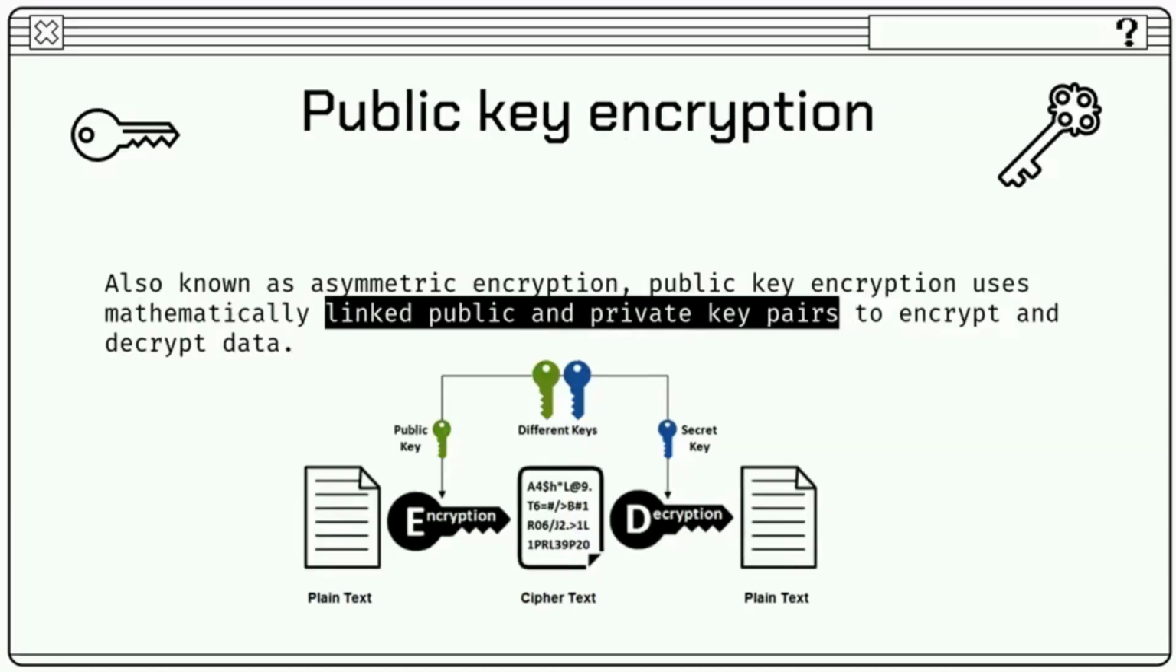Another type of encryption is public key encryption, also known as asymmetric encryption, which uses mathematically linked public and private key pairs to encrypt and decrypt data. So this means that when someone wants to send an encrypted message, they can take the public key for the recipient from a public directory and they use it to encrypt the message before sending it. Then the recipient can use their private key, which is linked to the public key, to decrypt it.